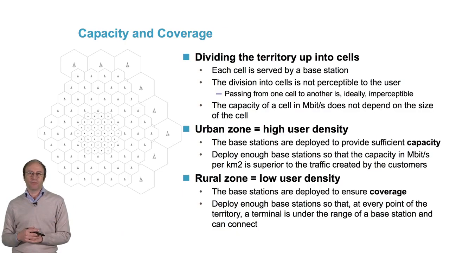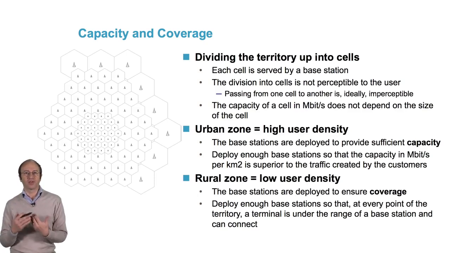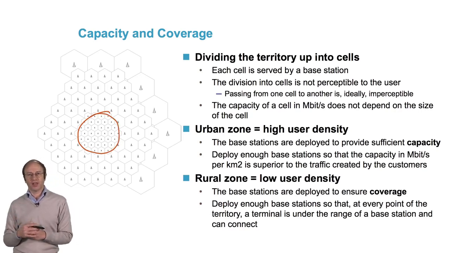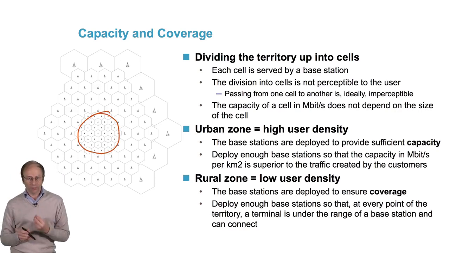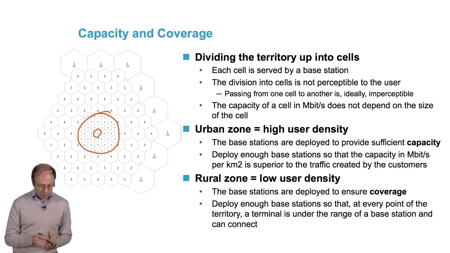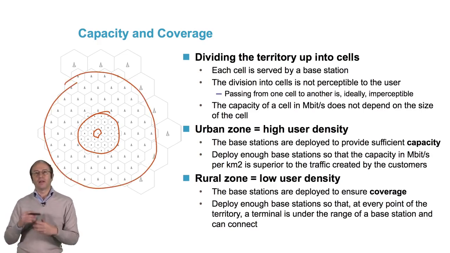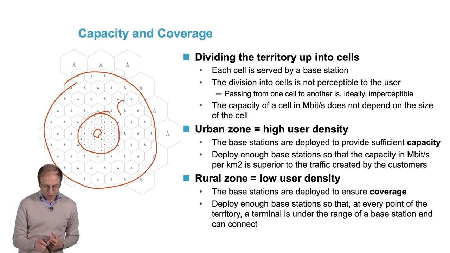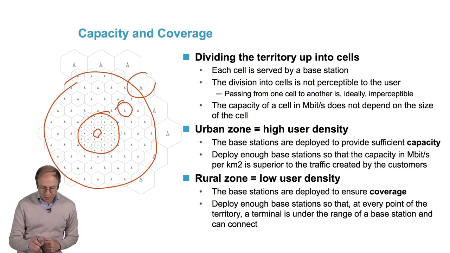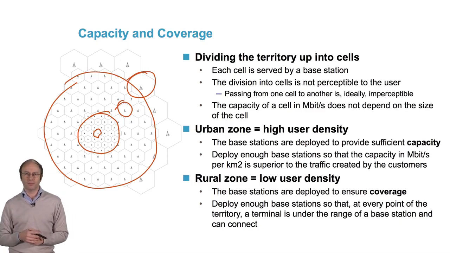What does that mean? That means that the operator, when it has a lot of customers to serve, will deploy a large number of base stations. And the area covered by a base station, called a cell, is smaller. In the suburban zone, it will be a little larger. And in the rural zone, it will be much larger, from several kilometers up to a radius of 10 kilometers.